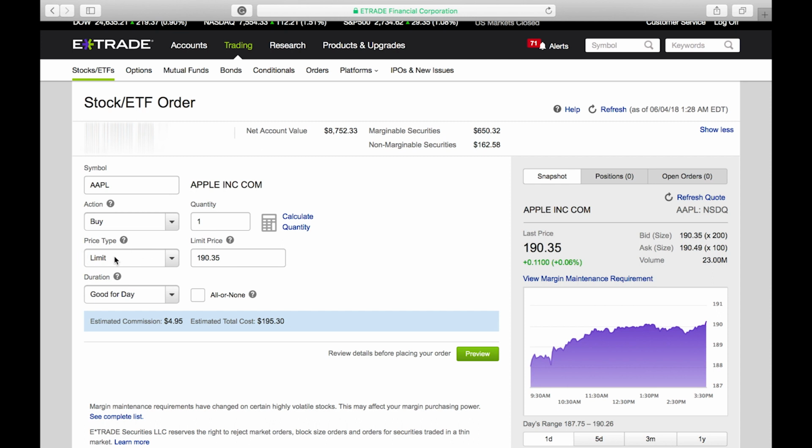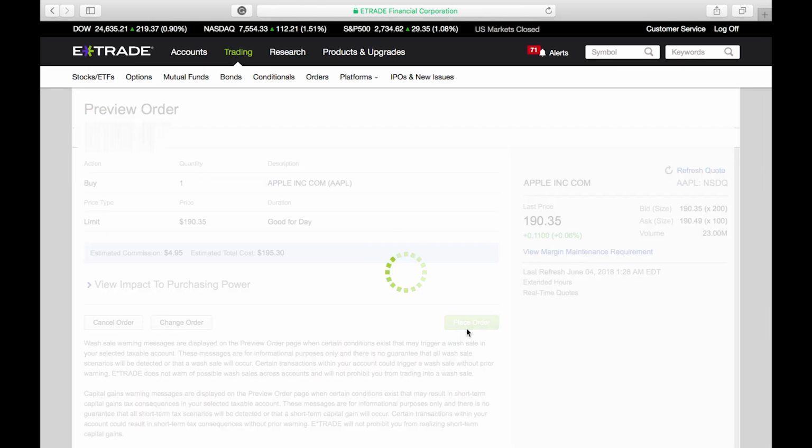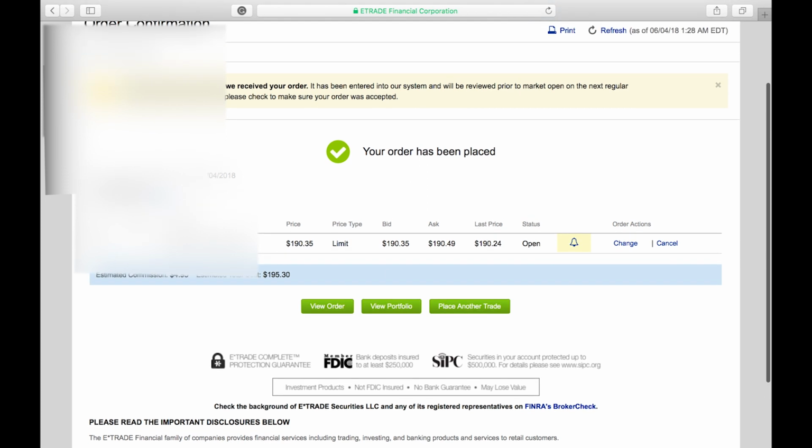Next is the price type. You always want to do limit, because with limit, you're able to put the price you want to buy it at. Next, your duration, because I want to buy Apple hopefully today at this price, I'm going to go ahead and put good for day. I see my $5 commission right there. I click preview. I could place the order, and boom. I went ahead and put my order in for Apple. It's open. Right now the market is closed, but when the market opens, this order will be a valid order.